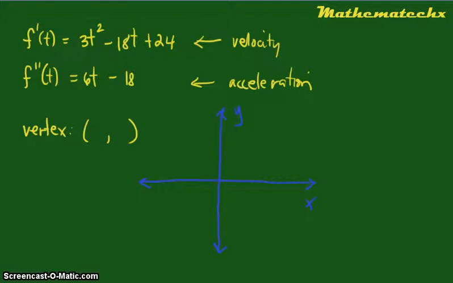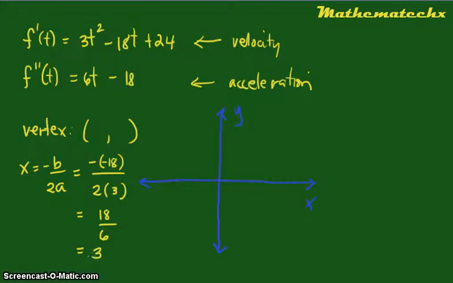The value of x can be obtained through the formula negative b over 2a, where a is the coefficient of t squared, b is the coefficient of t, and this is c, but you don't need that in the formula. So this is negative of negative 18, the b, divided by 2 times the value of a, which is 3. So this is 18 divided by 6, which is equal to 3. So the vertex will be at x equals 3.